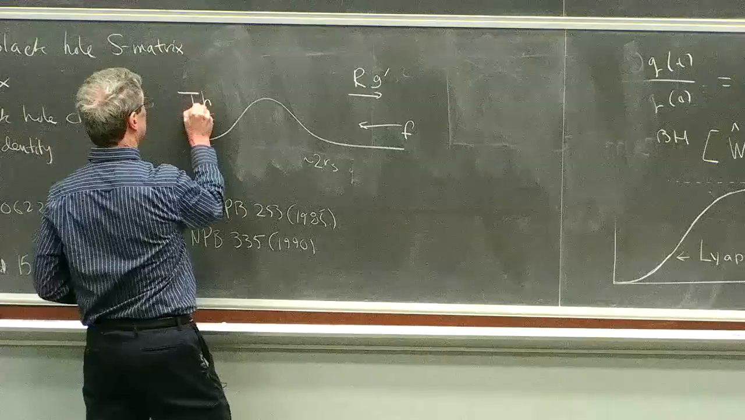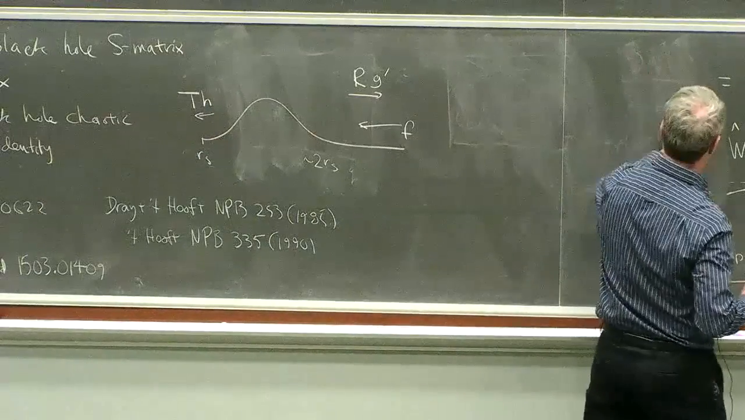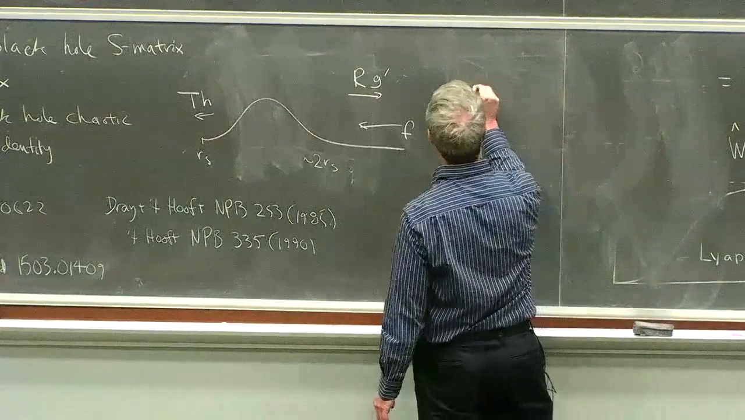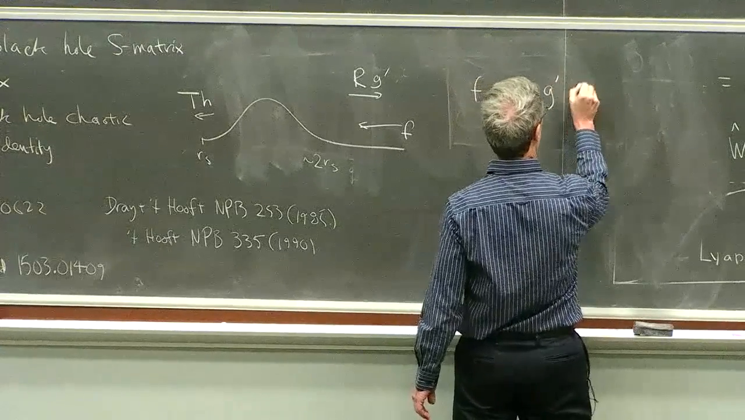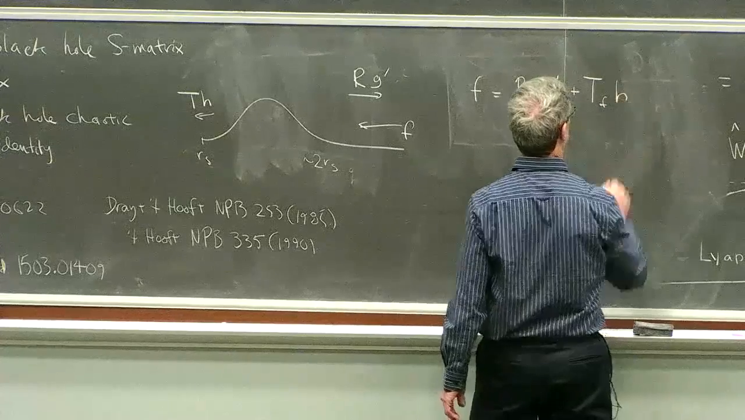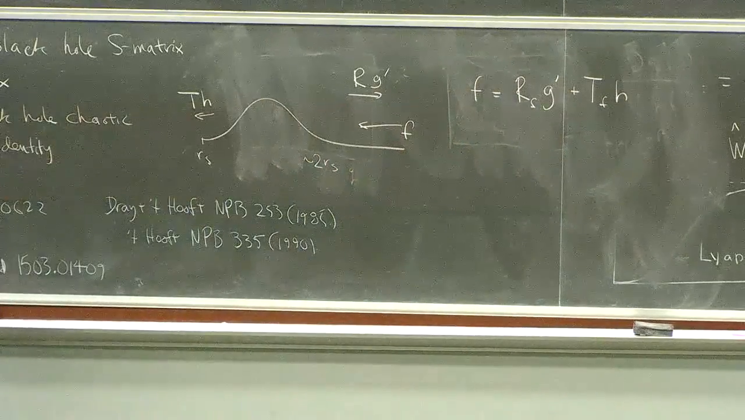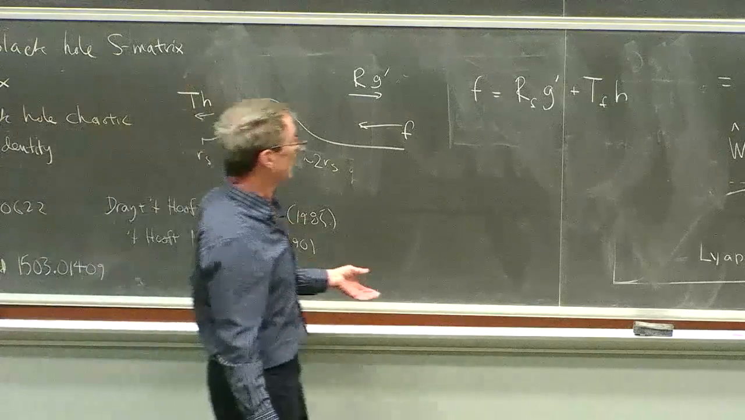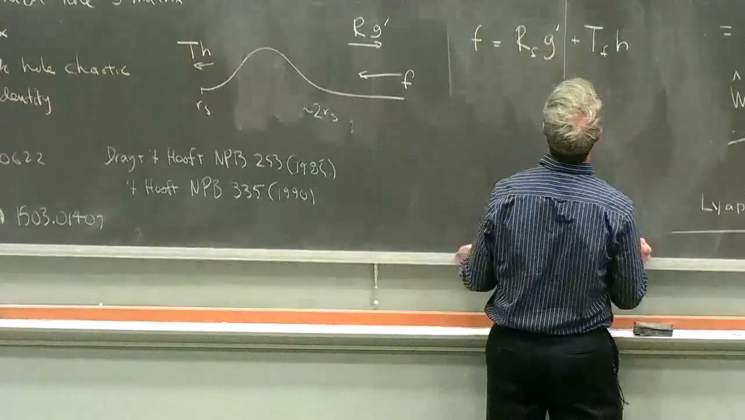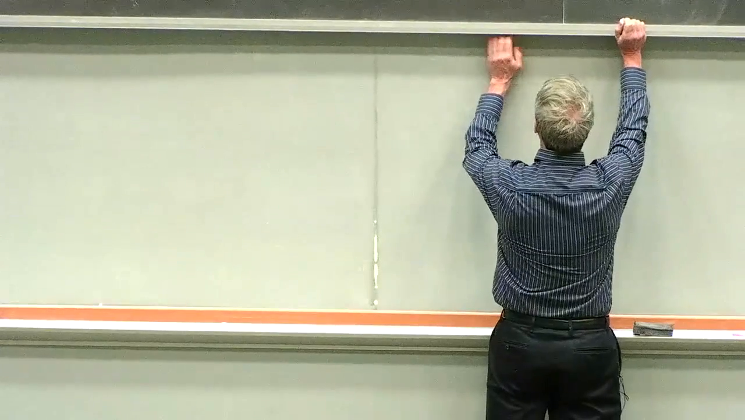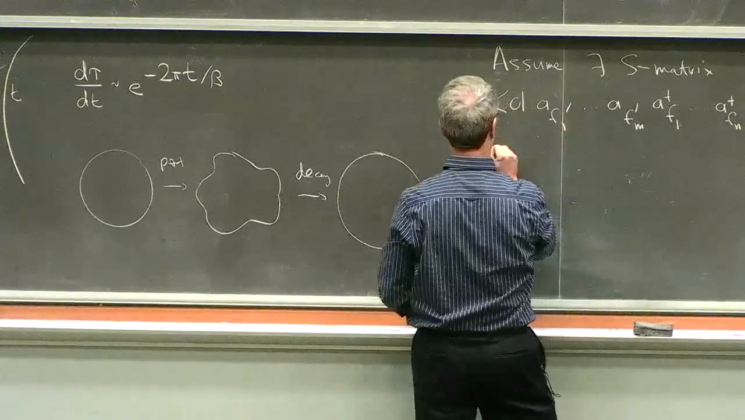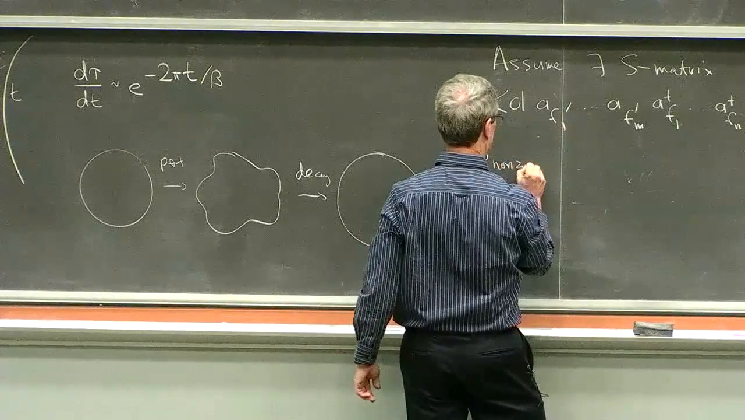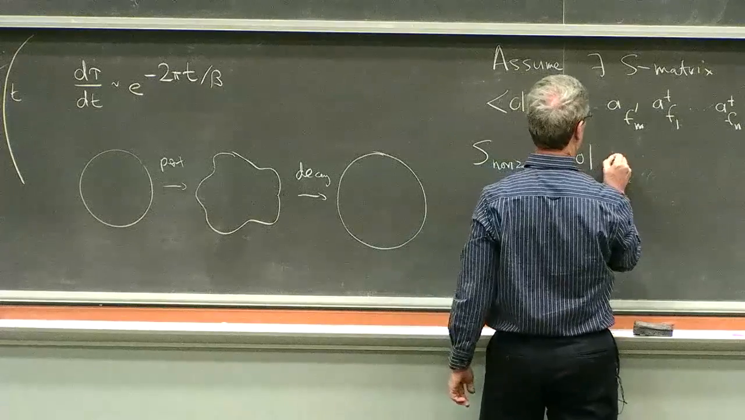And a transmission coefficient. And so for a given packet, F is equal to a reflection function depending on F, times G prime, plus a transmission coefficient times H. What I really want to do is zero in on the near horizon geometry. So I want to define a horizon S matrix, S horizon, in which we've peeled off the gray body factors.